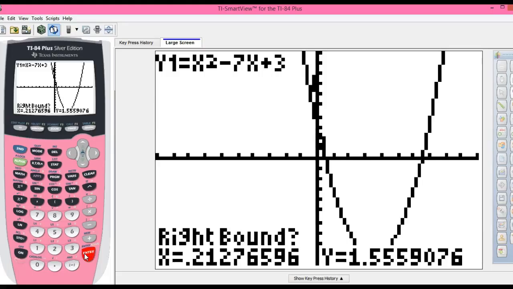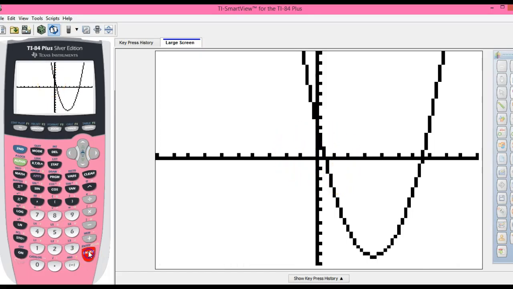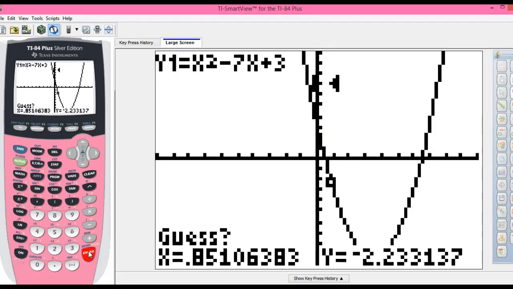Now it's asking for the right bound. So where do I have to go? To the bottom of just that right there. This is the only thing that we're finding right here. We're not even paying attention to this guy over here. We're only paying attention to this right here. So we're going to the bottom of that and hitting enter. And when it asks for the guess, where do I need to go? Close to it. And hit enter.